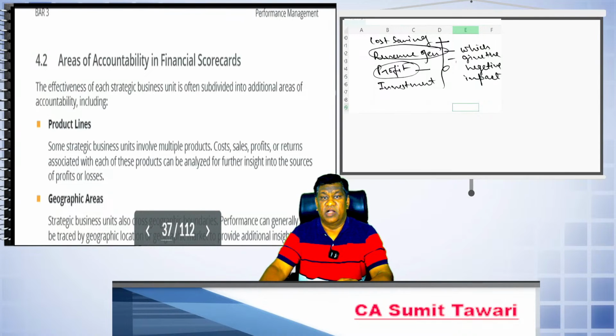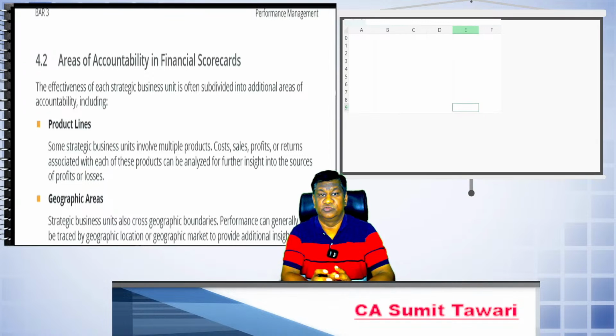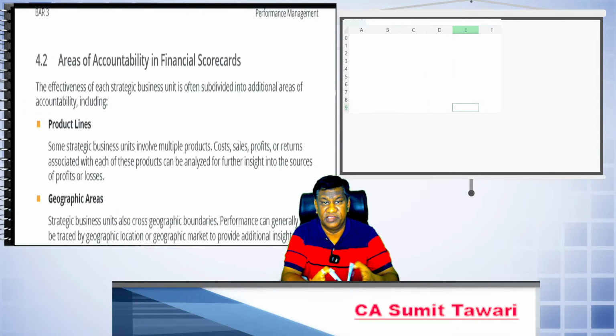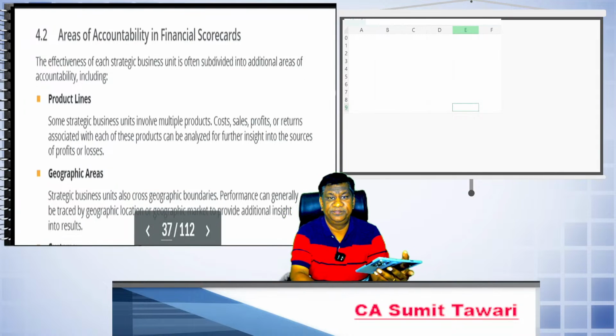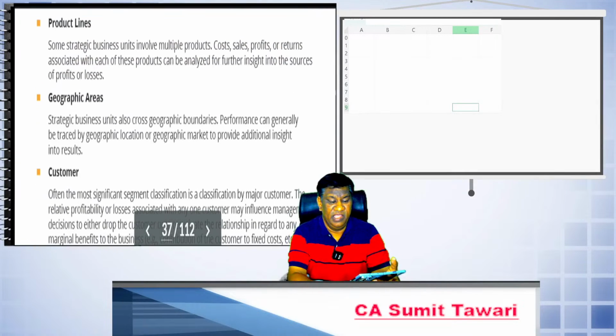Then areas of accountability in the financial scorecard. So product line. The effectiveness of each strategic business unit is often subdivided into additional areas of accountability. So here customer is given. Three aspects are given. Anyone can share any other ideas?